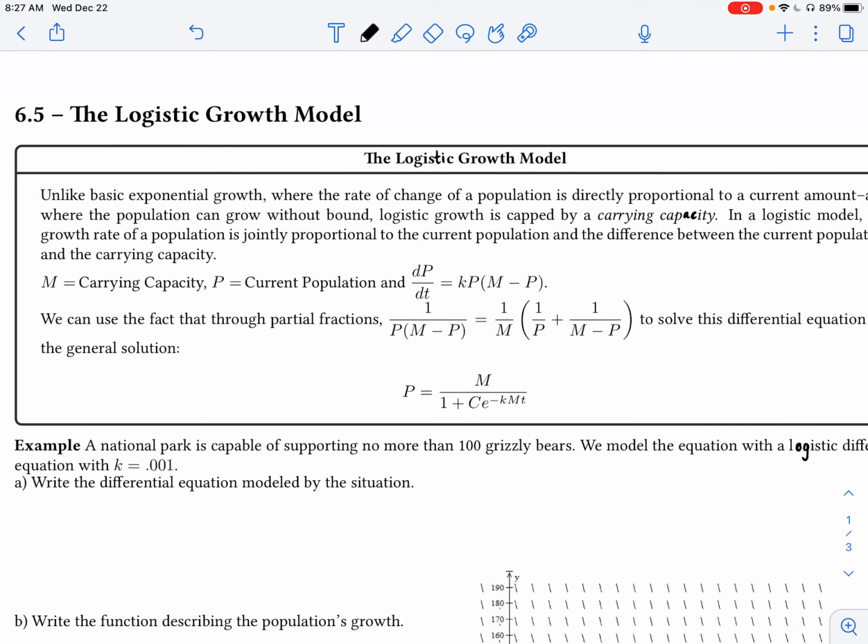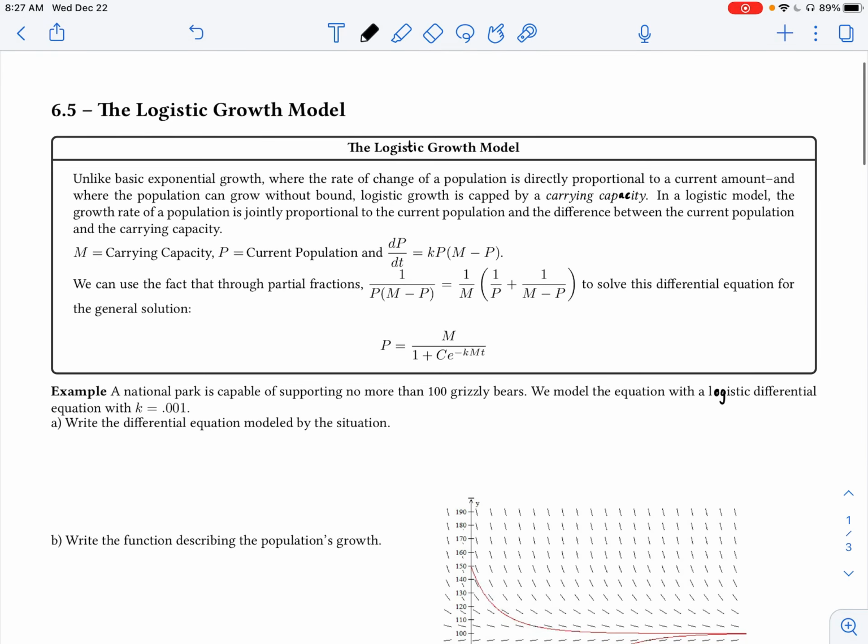All right, let's talk about logistic growth. So, unlike basic exponential growth, where the rate of change of a population is directly proportional to the current amount and a population can grow without bound, logistic growth is a little bit different. It's capped by what's called a carrying capacity.